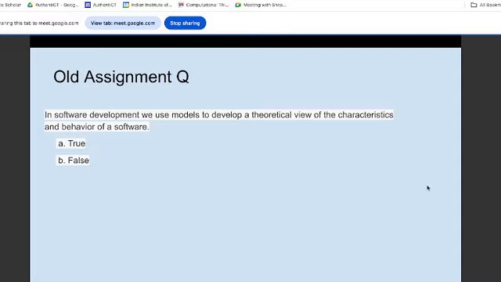There was one question in the old assignment: in software development, we use models to develop a theoretical view of the characteristics and behavior of a software. Is it true or false?